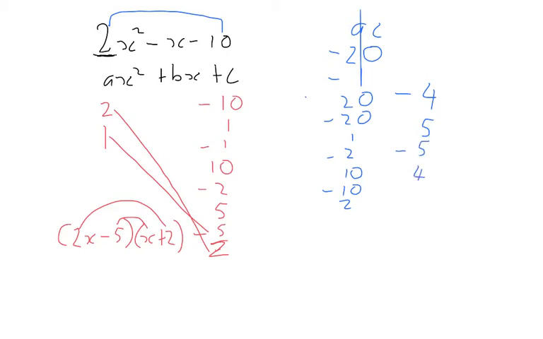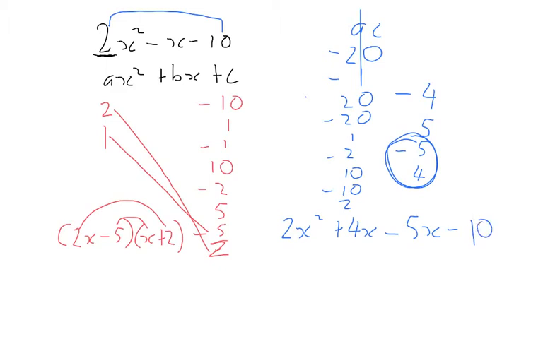Now we look at which one of these has a sum of minus 1. And we've got minus 5 and we've got 4. So that's what we want. Those two integers have a sum of minus 1: minus 5 plus 4 is minus 1. So what we do is we write this: 2x squared plus 4x minus 5x minus 10.